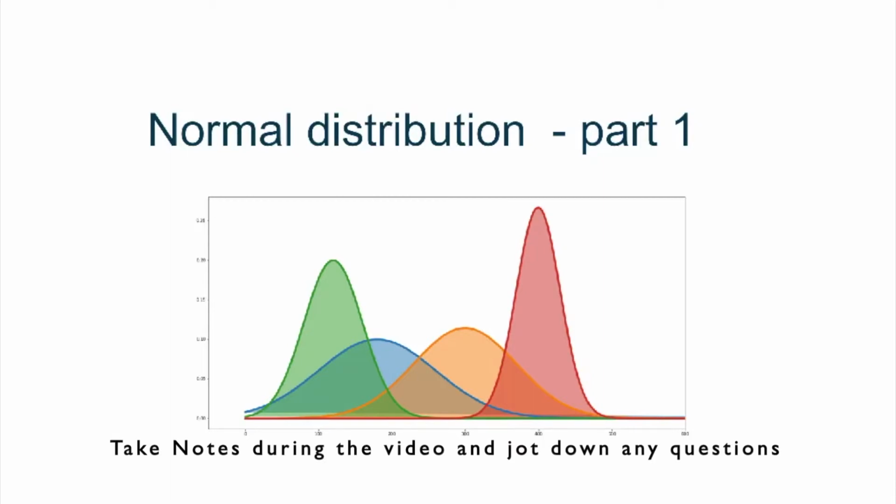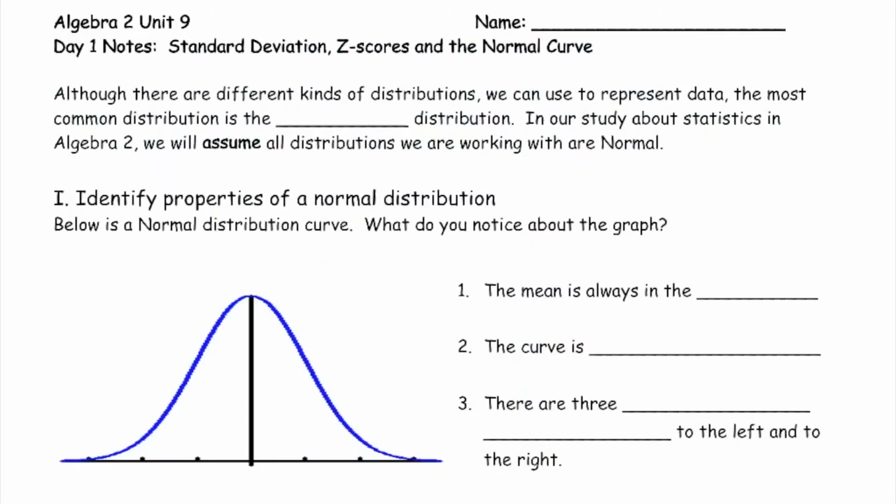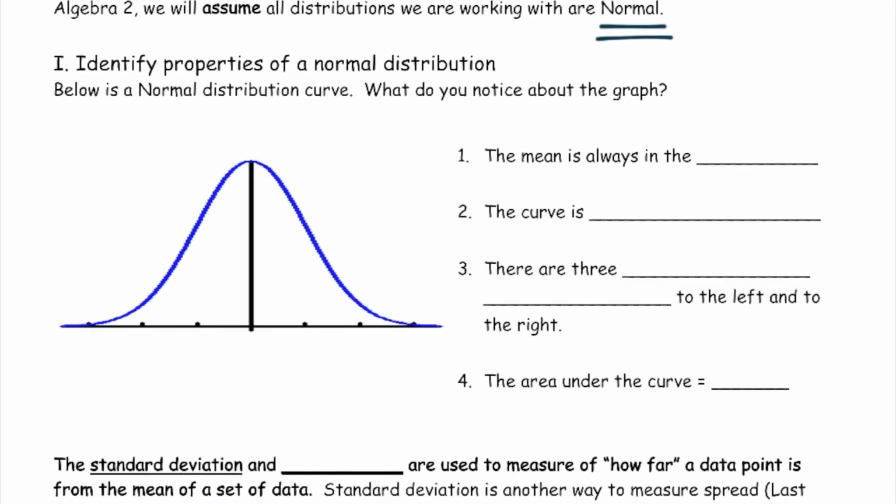Today's video lesson is on normal distribution, and this is going to be part 1. So there are lots of different distributions that exist in statistics. The one that we're going to really focus on is normal distribution, and this is the most common one. It is normal, as the name suggests. In our study, we're going to assume that every distribution that we work with is going to be a normal distribution. So we have some properties of normal distribution.